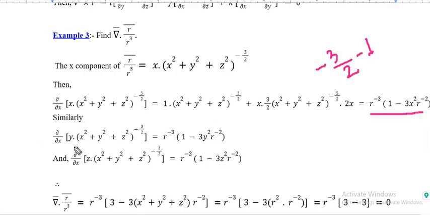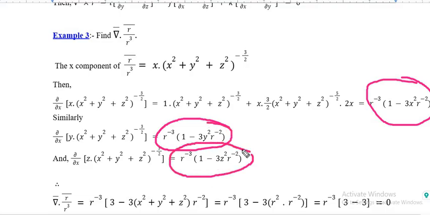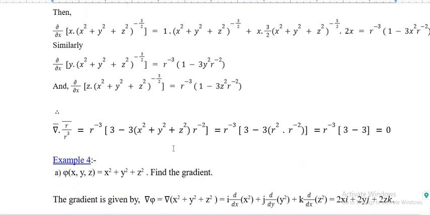Now comes y, the same thing will be repeated. Here we have x, then we will get y, and then we will get z for this one. So when you are differentiating with respect to x, you got this factor. When you are differentiating with respect to y, you got this factor. And when you are differentiating with respect to z, you will get this factor. So obviously we have 3 components together, you need to add all of them. So the divergence of r by r cube can be calculated as this particular thing.